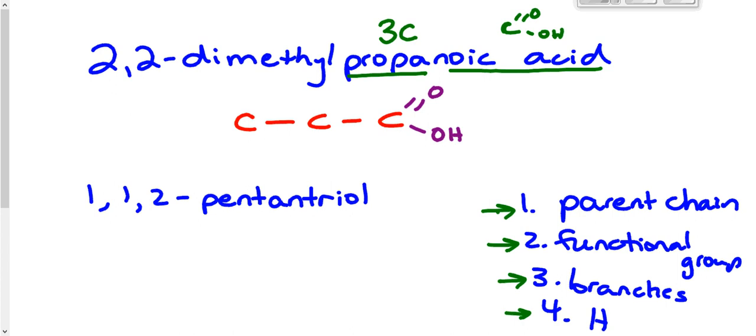Step 3 is to add any branches. There are 2 different branches here. Di means that we're going to have 2, and methyl means there are 1-carbon branches. 2 and 2 tells us where to put them. So if this first one is carbon 1, then one of these methyl branches goes on carbon 2, and the other one goes on carbon 2. This is 2,2-dimethylpropanoic acid.